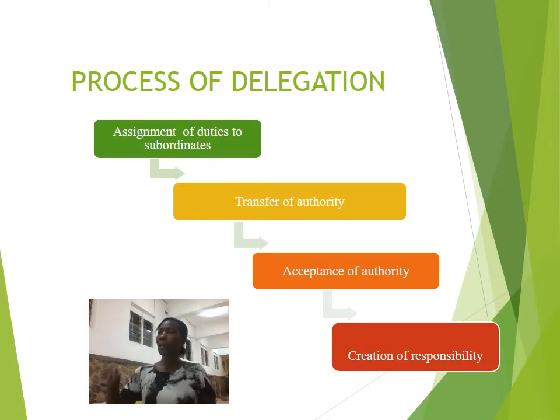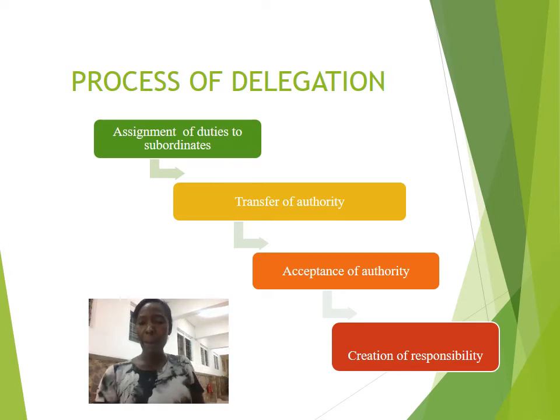Then the people you have delegated this work to should be able to accept. They have to accept that, yes, I'm going to do this kind of job. Then there's creation of responsibility. Once the manager has given out his work to be done, the subordinates he has given that work to should take responsibility, because they have been given the authority. If something goes well or something goes bad, they should be able to say the reason why those things happened in such a way.